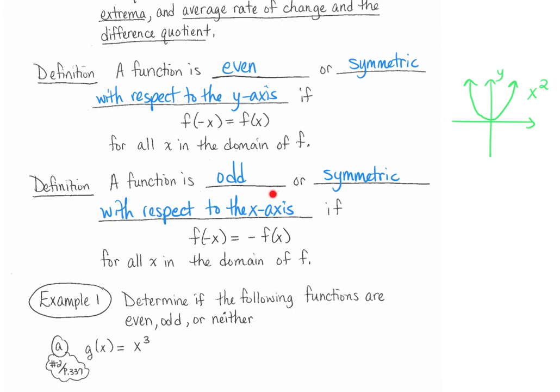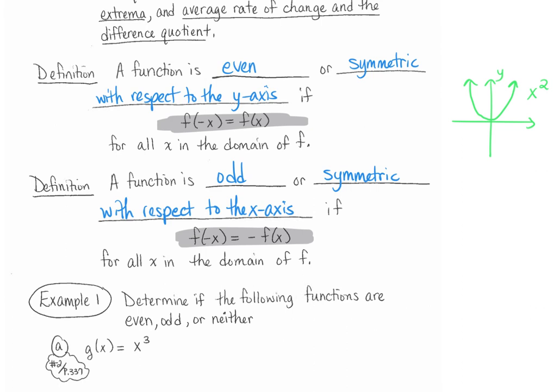A function is odd or symmetric with respect to the x-axis if, whenever you substitute in negative x for your function f, you get negative 1 times f of x. So you get the opposite of your original function. That's important. So that happens for all x in the domain of f. In our second definition, that's important because what's highlighted tells us how we check algebraically.